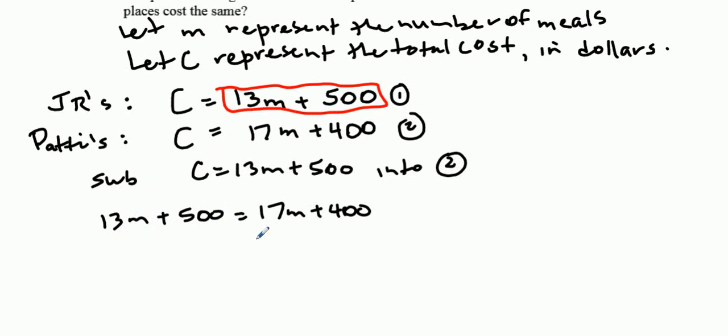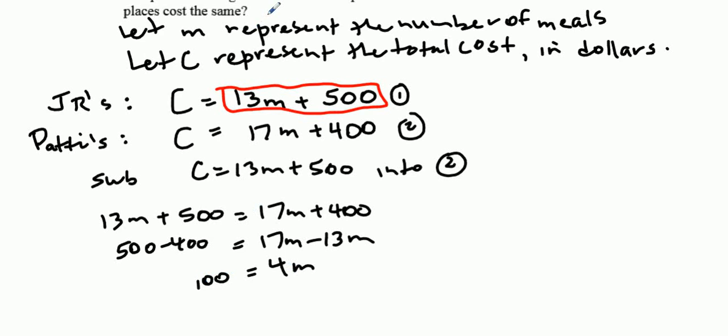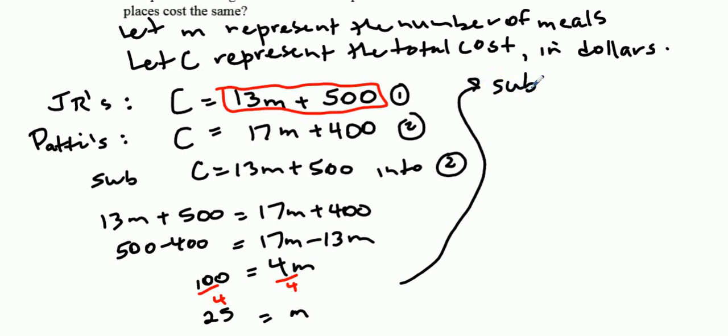Okay, and then I'm just going to rearrange this. So this is 17m minus 13m equals 500 minus 400. So 4m equals 100. And when I divide through by 4 on both sides, I end up with m equals 25. Okay. And then I'm going to sub m equals 25 into either of our original equations. So I'll put it into 1. This is fine. So I'll rewrite 1, C equals 13m plus 500.